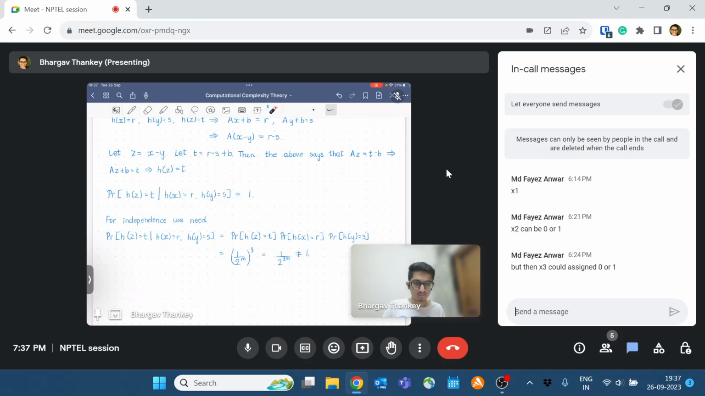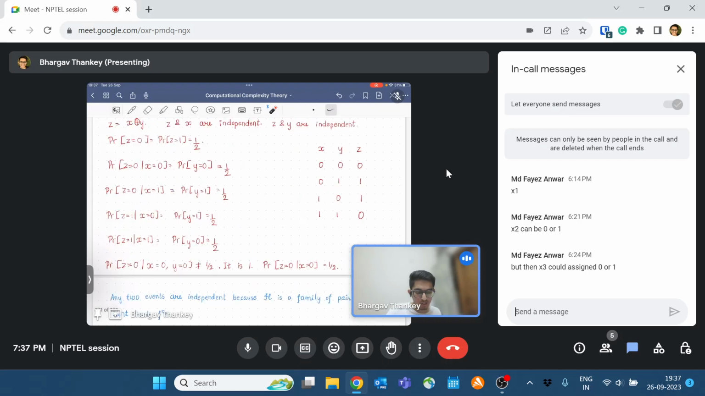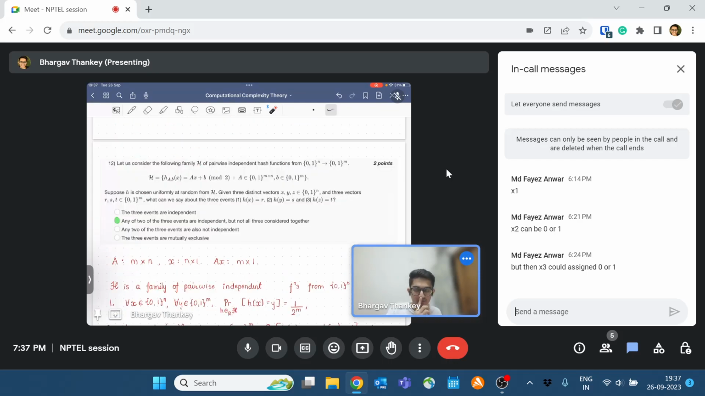So they are not independent under this framework that we are defining the hash function like ax plus b. Had this been a different mapping, then we could have found three independent ones. So here H is a family of pairwise independent hash functions. You can also call pairwise independent hash functions two-wise independent.